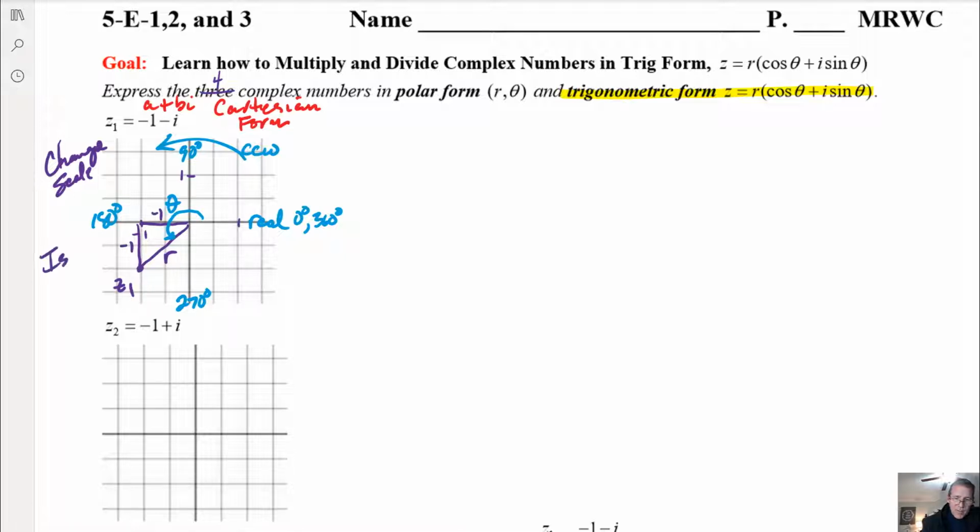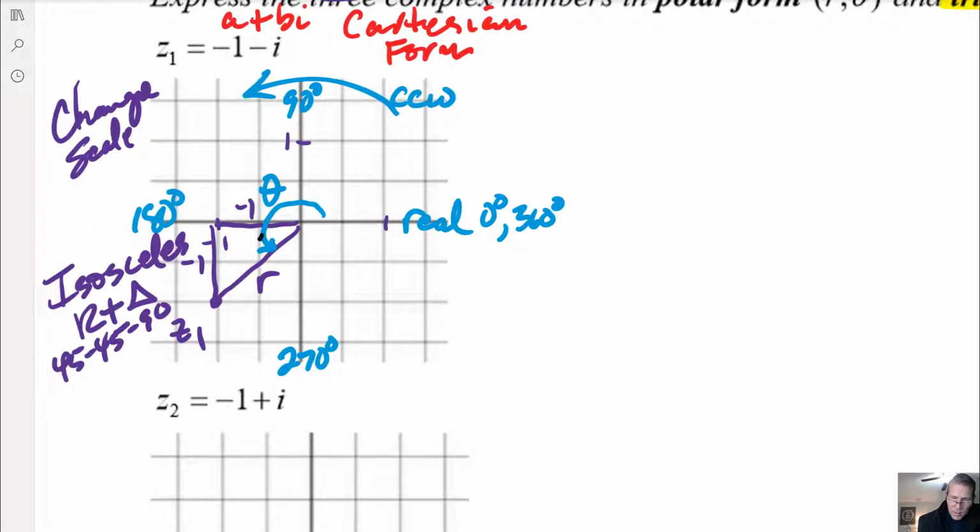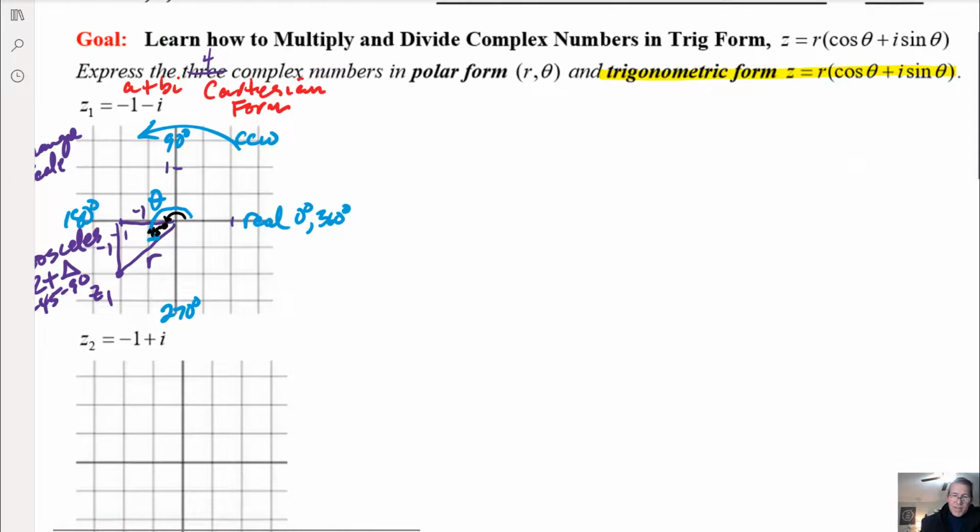So this is an isosceles right triangle, and you know about these. We talked about these in the very first lesson, and all isosceles right triangles are called 45-45-90s, which you learned in geometry. So I know that this little angle inside the triangle is 45 degrees. If you go halfway around, which is 180, you have to go another 45. So already, just by examination, theta has to be 180 plus 45, which means theta is 225.